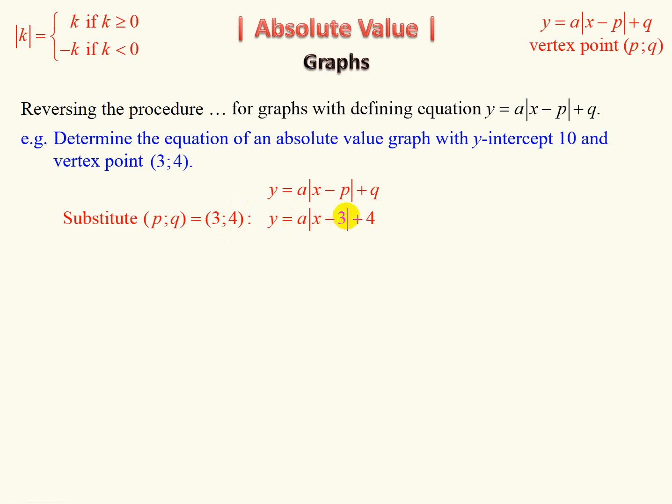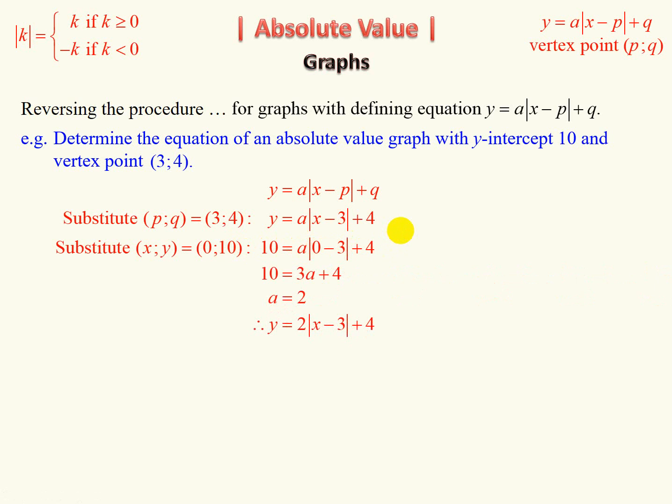Now we need to find the value of a, and that's a simple case of substitution. So we're going to substitute 0, 10 into the equation because that's the y-intercept. 10 for y, 0 for x. That simplifies to 3a plus 4 equals 10. And we have a equal to 2. So there is our graph.